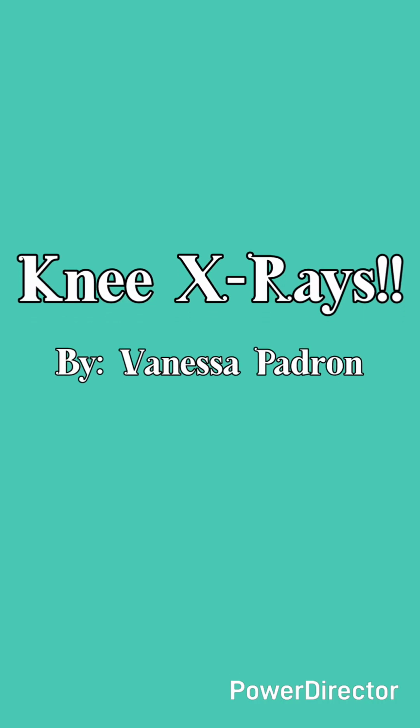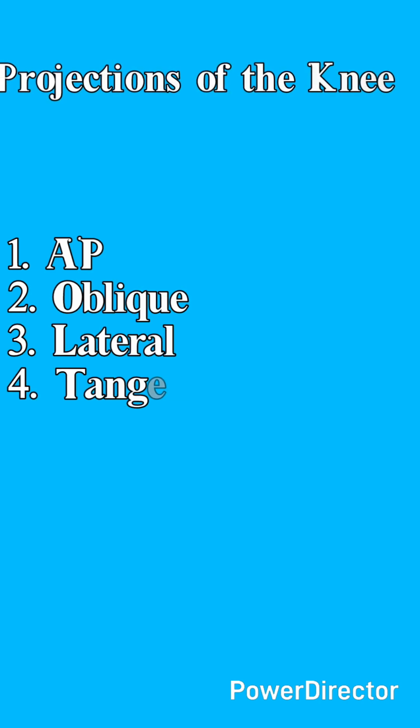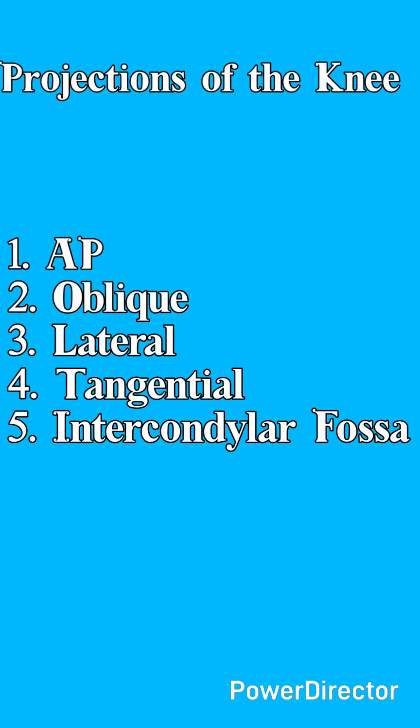Hey guys, so today we are going to be talking about knee x-rays. So let's get into it. The different types of knee projections are AP, oblique, lateral, sunrise, and intercondylar fossa or tunnel views. There are a bunch of ways that you can do some of these exams, but we're going to keep it simple for time's sake, so let's talk about it.